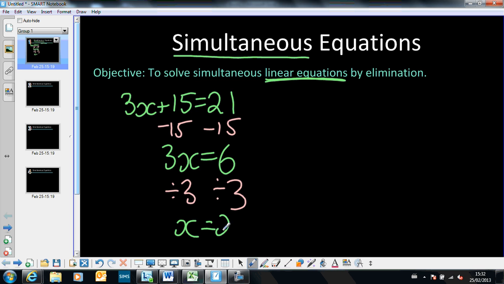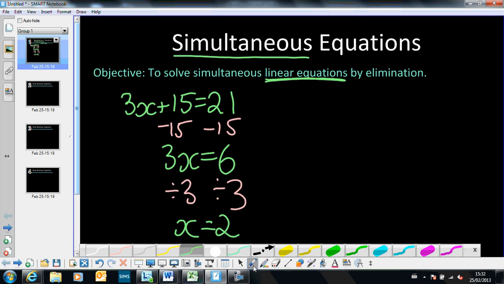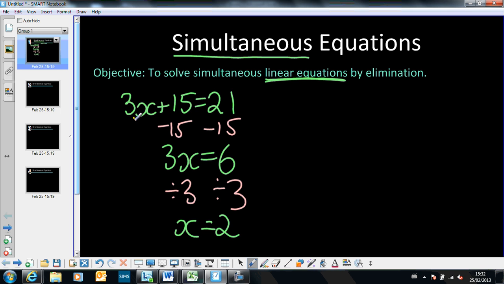But we know how to solve a linear equation. That's quite a simple one. We've got the answer x equals 2 there. What makes it linear is that the highest power of x is x. There's no x squared, there's no x cubed, there's nothing more complicated than x's and constants. And all the simultaneous equations we're going to look at are going to be linear as well.